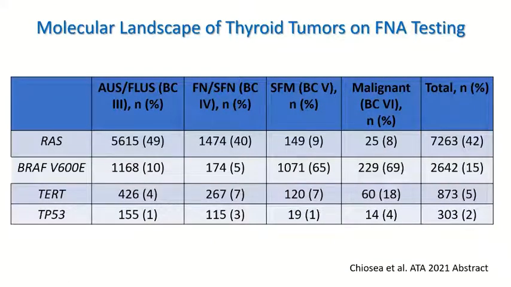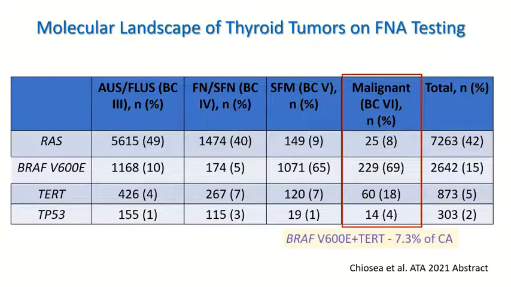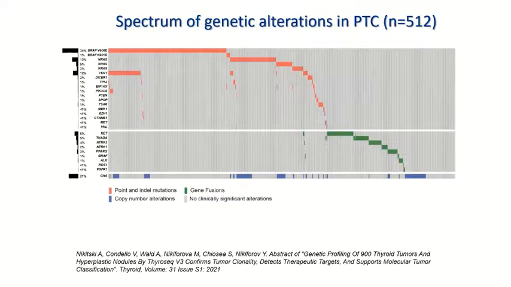So how often do we expect to see these different types of phenotypes, including tumors that are BRAF and TERT positive, and therefore very unlikely to respond to radioactive iodine? In this study, where we had about 330 malignant thyroid cytologies, 7.3% of tumors had BRAF plus TERT mutation. This is a genotype, a molecular signature, that can be determined preoperatively.